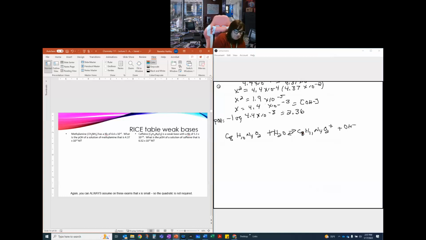Now, I don't actually know at this point where that proton lives because I don't know what the structure of this thing is, and that's okay. We don't need to know. We just need to know that we added it. This is an R, this is an I, this is a C, this is an E. My Kb for this is 5.3 times 10 to the minus 14th. My initial concentration is 6.52 times 10 to the minus 2.